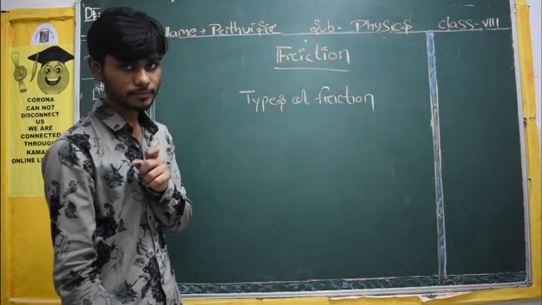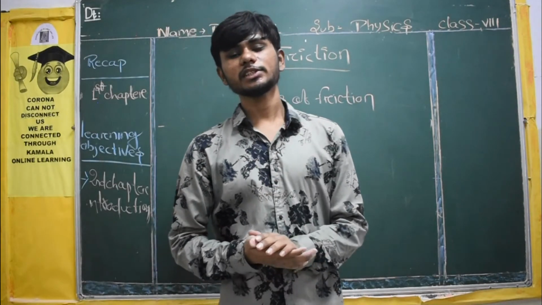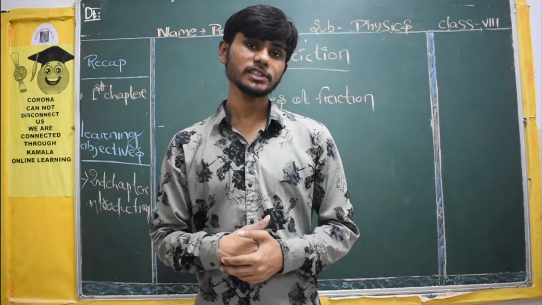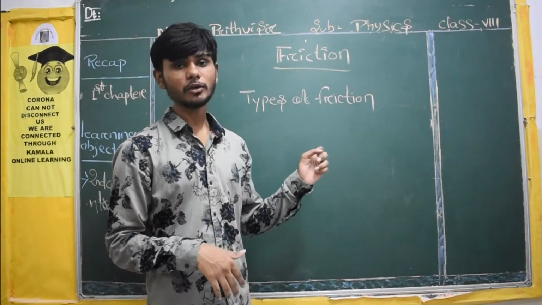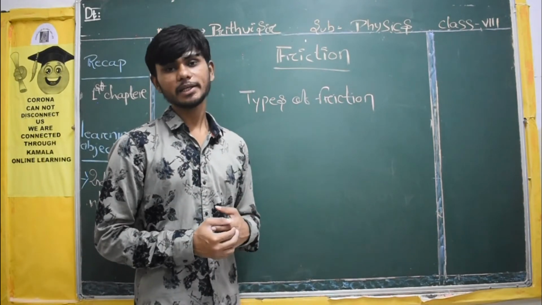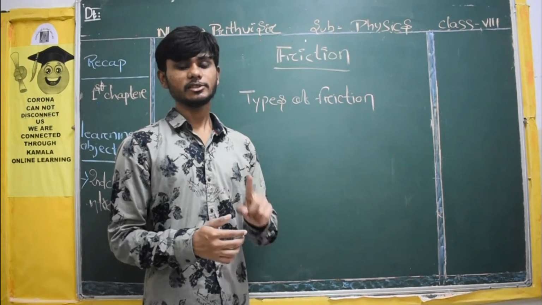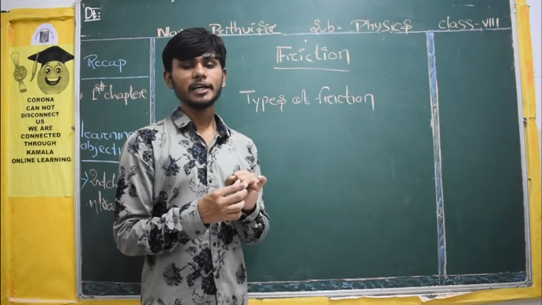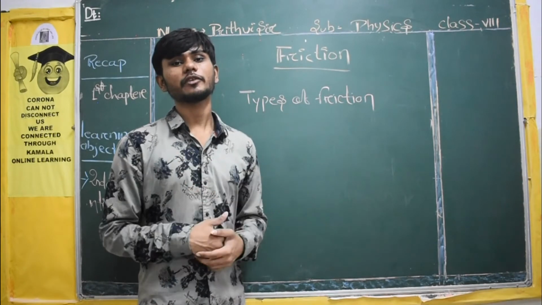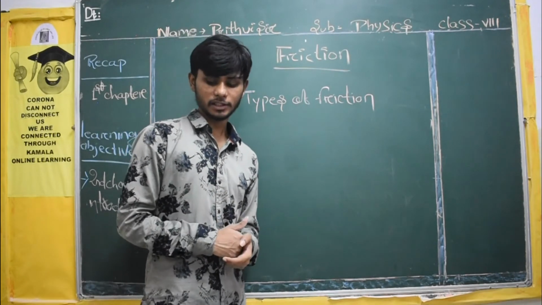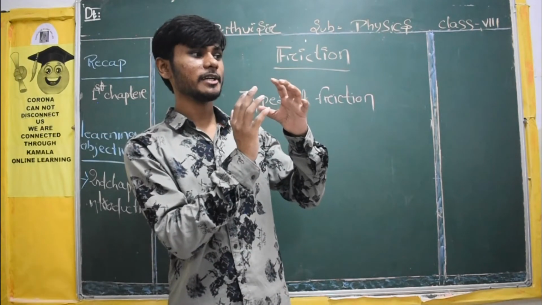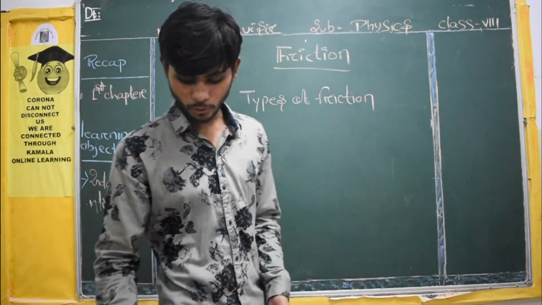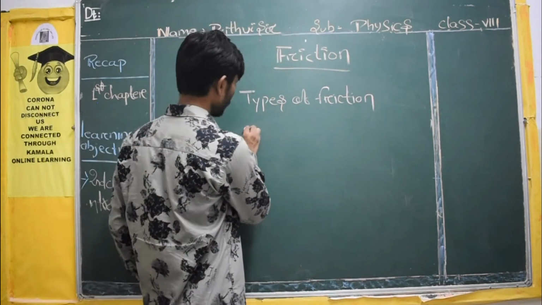Students, the question is, how many types of frictional forces are there? There are three types of frictional forces. What are they? First one is called static friction. Second one is called sliding friction. And third one is called rolling friction. What is it? Rolling friction, which is the least effective friction, and we will learn it. Let me show you. Let me write it first.